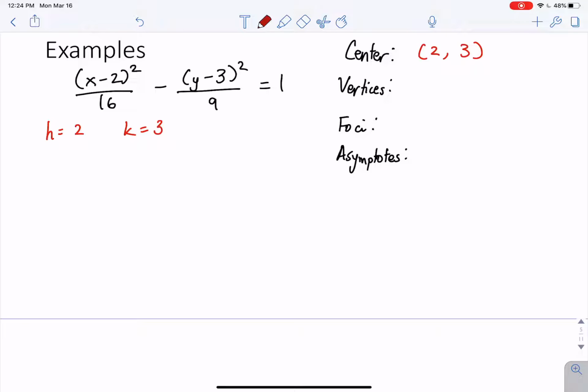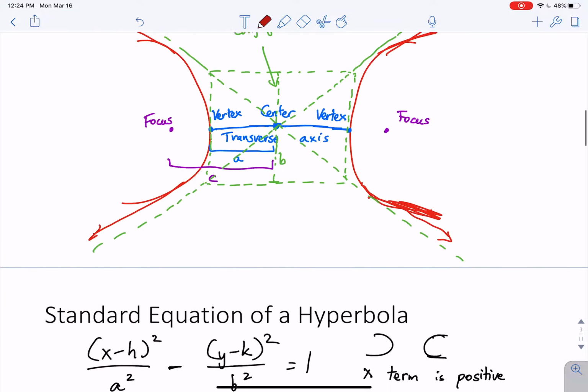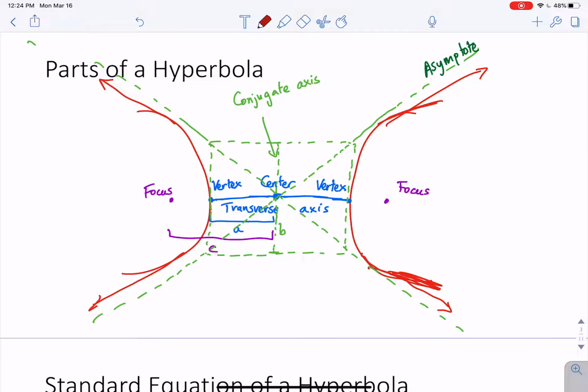Then I need to know my a, b, and c values. So the positive term has the a value, which is the 16, so a is 4, b is 3. And to find c, if we look back at our drawing here, c was bigger than a and b. In the ellipse, c is smaller and a is bigger.